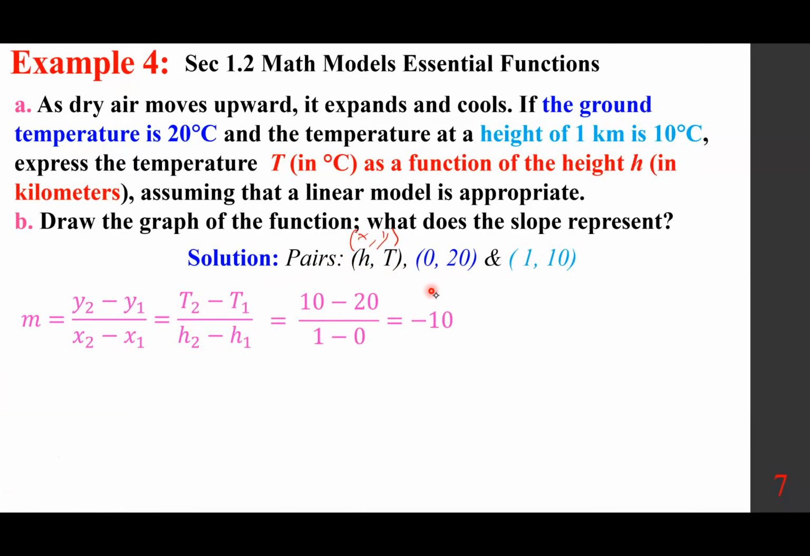Now, we could use y minus y1 equals m times x minus x sub 1, but we don't need to because this is what we call the y-intercept, and now we call it the t-intercept. So remember, y equals mx plus b, and now we are going to use t equals mh plus b, and this is b. So t is negative 10h plus 20.